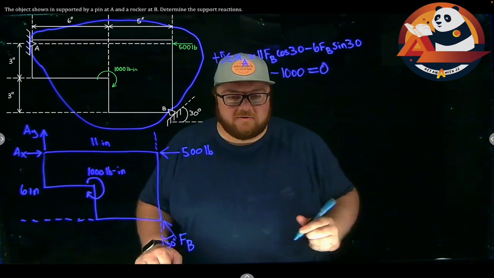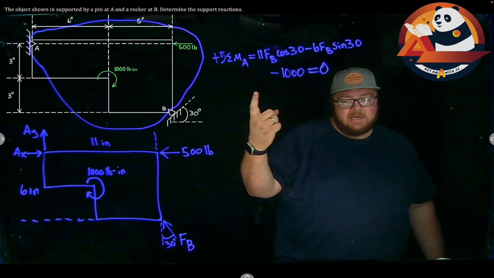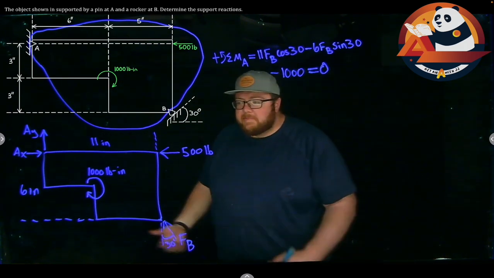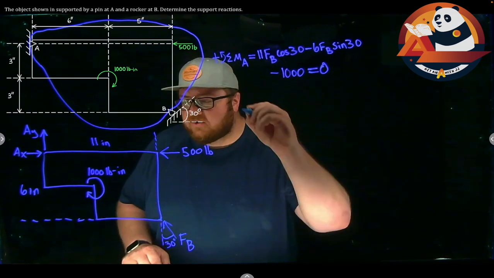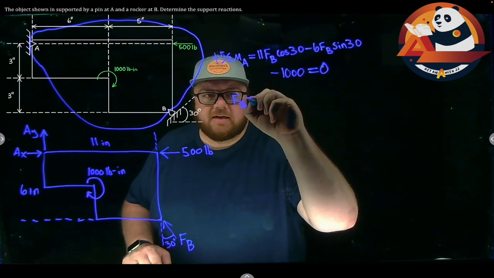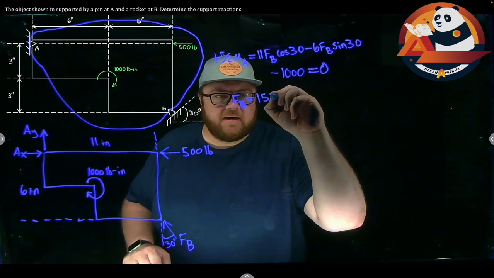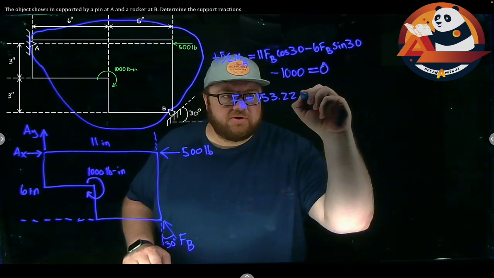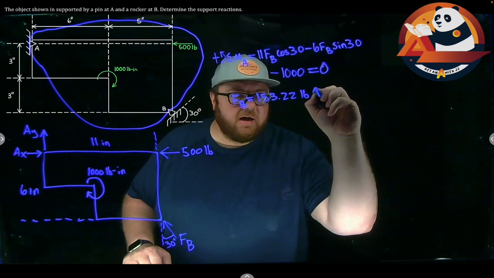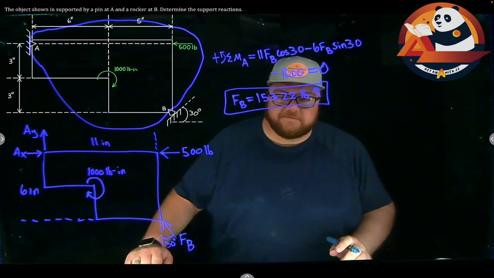Equals 0. FB is my only unknown in here. Even though it shows up twice, it's the same unknown. So that would be one of my answers in here. I can solve this equation, and I'm going to get that force at point B is equal to 153.22 pounds going up and to the left, perpendicular to the surface that it's sitting on.